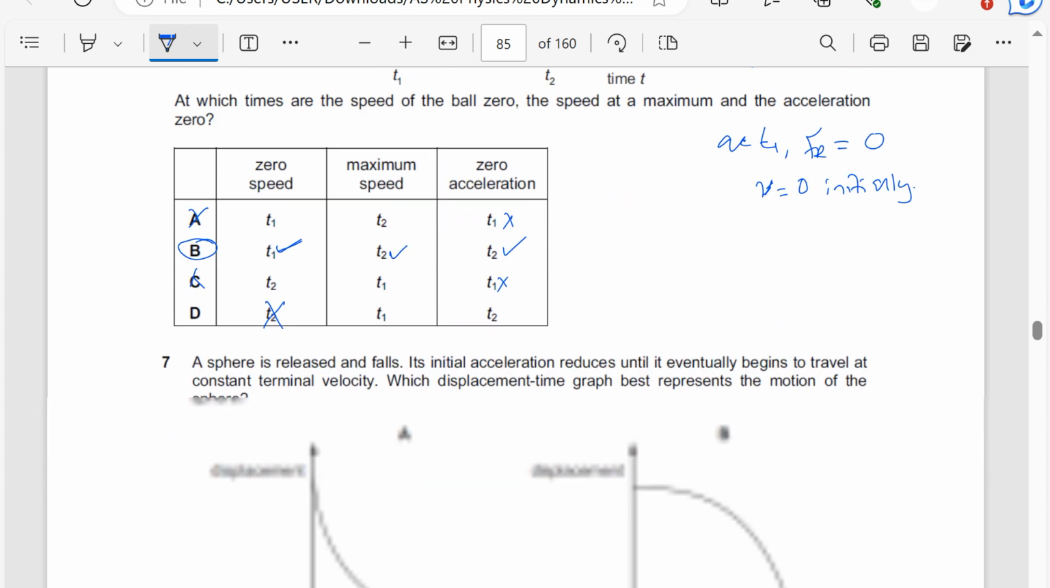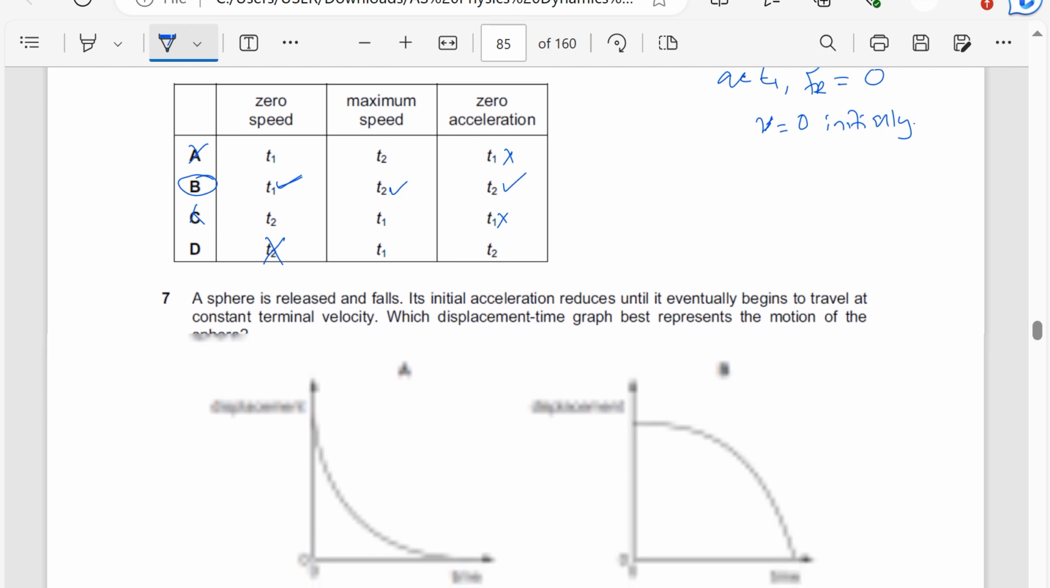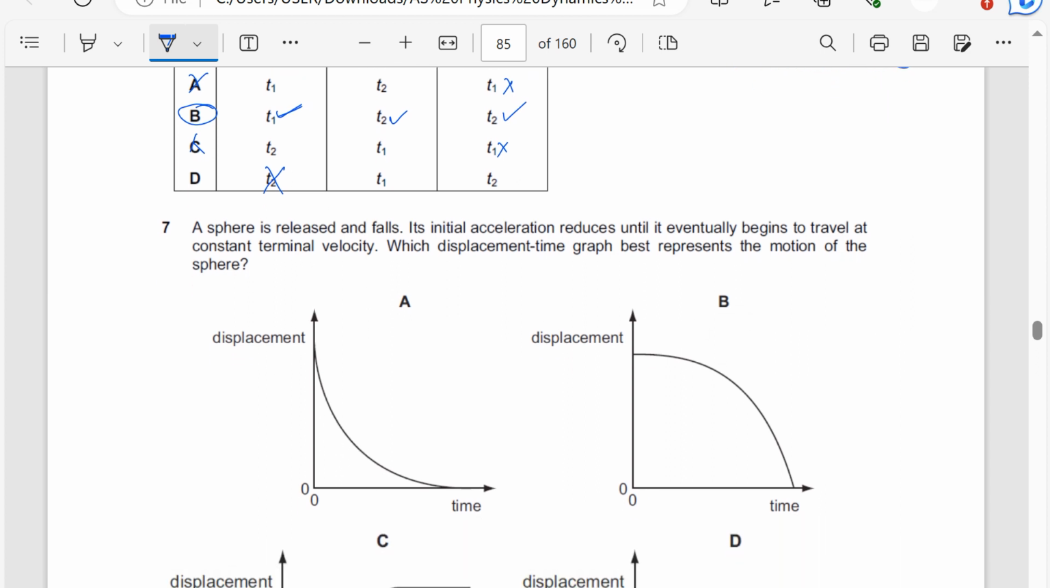A sphere is released and falls. Its initial acceleration reduces until it eventually begins to travel at constant terminal velocity. Which displacement time graph best represents the motion of the sphere at constant terminal velocity? Remember, the gradient of a displacement time graph is the velocity. So the gradient is going to be the velocity.